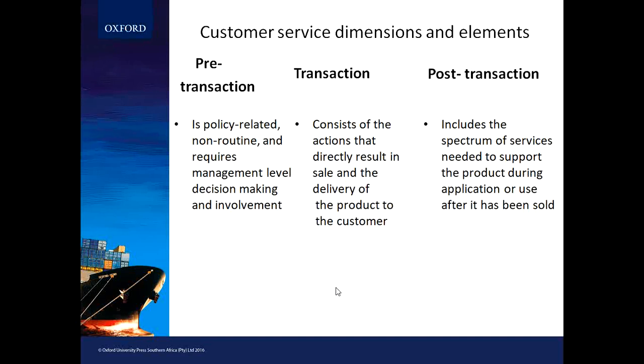And then talking about the post transaction element, that includes the spectrum of services. Now here you can read it on pages 154 and 156 more understandably, but we can limit ourselves here because we cannot go more in depth. This is repeated in chapter 20, which is reverse logistics, which we have in another unit. I will be showing you that again.